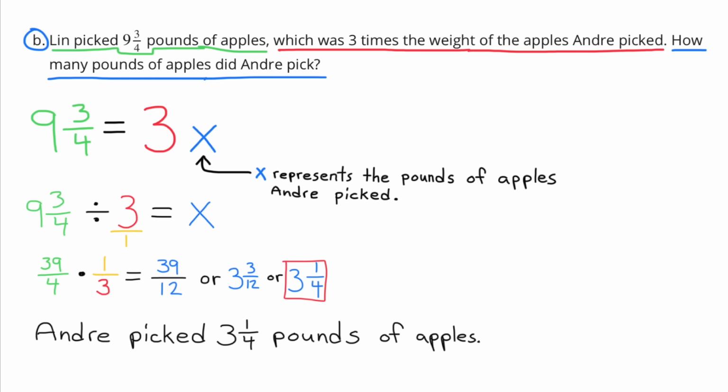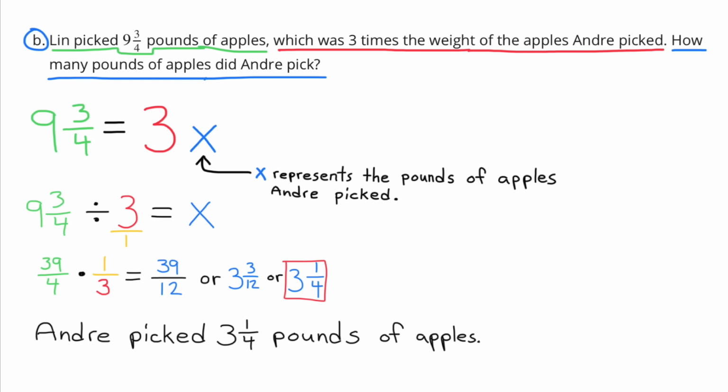B. Lynn picked 9 3/4 pounds of apples, which was 3 times the weight of the apples Andre picked. How many pounds of apples did Andre pick? 9 3/4 equals 3 times x, and this x represents the pounds of apples that Andre picked. 9 3/4 divided by 3 will give us the value for x.